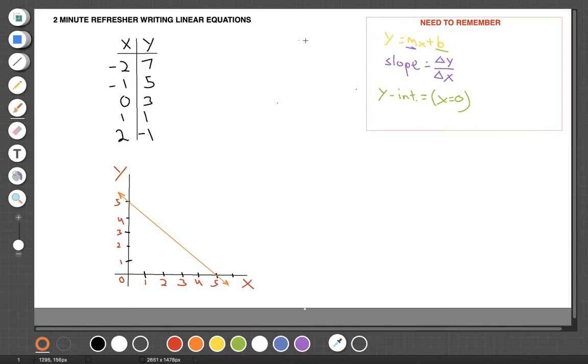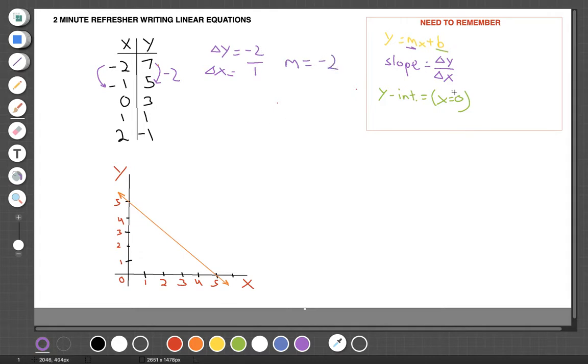So first, to find my slope, my change in y over change in x, I'm thinking, what is the change in y here? Well, from 7 to 5, we're going down 2. Okay, so I know that the change in y equals -2. Over my change in x, what's the change in x? From here, from -2 to 1, it's 1. So -2 over 1, so my m equals, well, -2 over 1 is just -2.